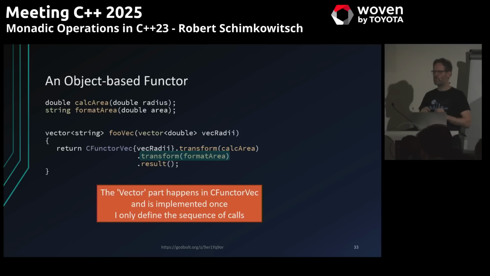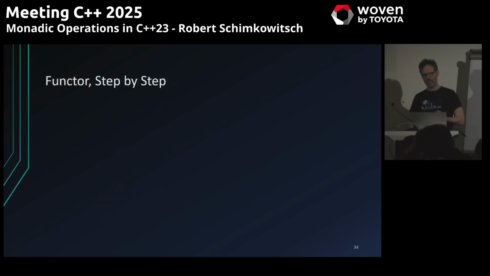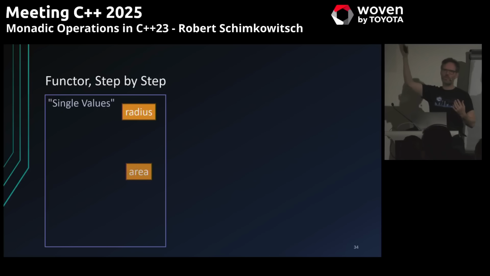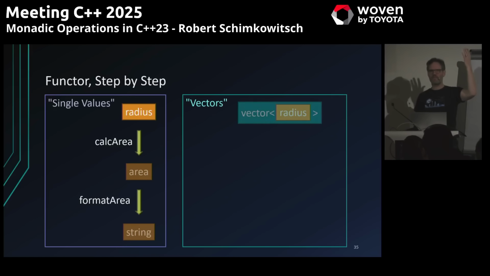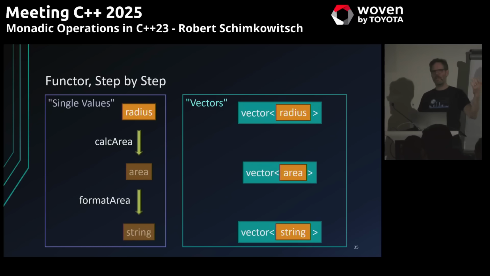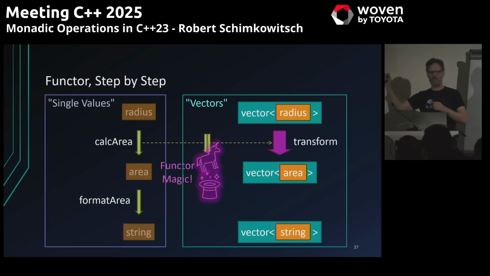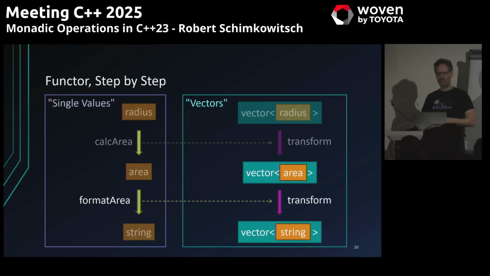But let's take a look at what functors do conceptually. And for that, I would say we have one category which I would call single values. So the radius, an area, a string, and we have the functions that bring us from one to the other. On the other side, we have a category of what I would call vectors. A vector of radii, a vector of areas, a vector of strings. And obviously what we want is to come from one to the other. And how do we do that? We borrow the function from the single value category, apply functor magic to apply it to the whole vector, and then we can repeat the process in the next step.